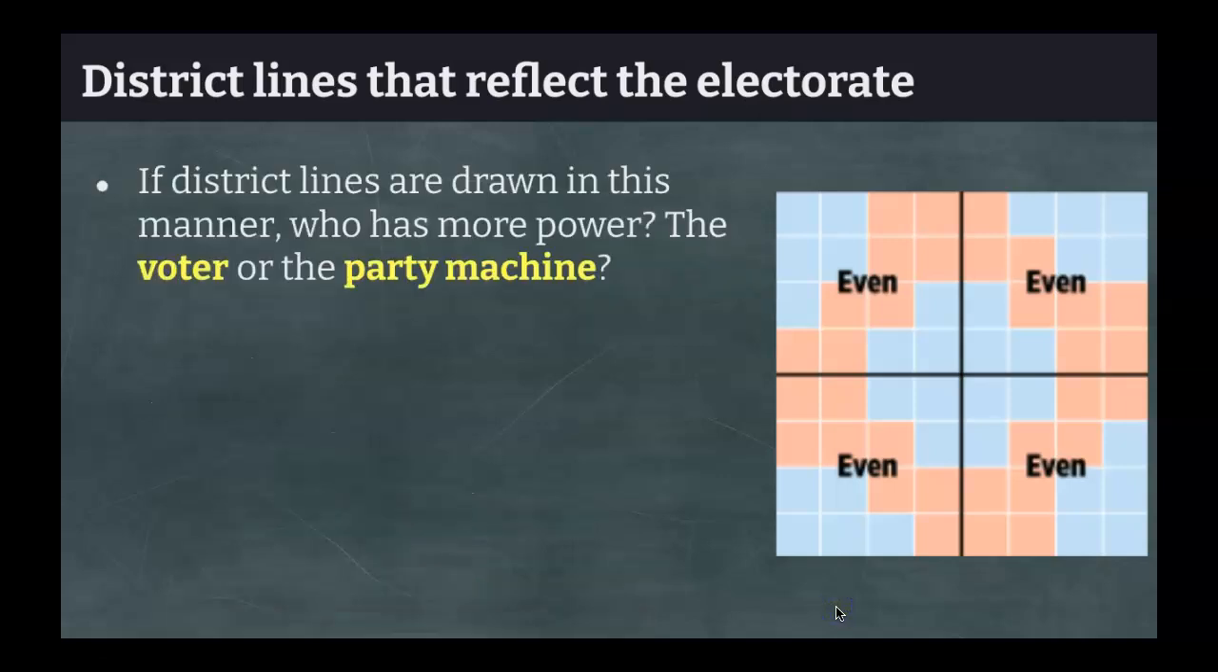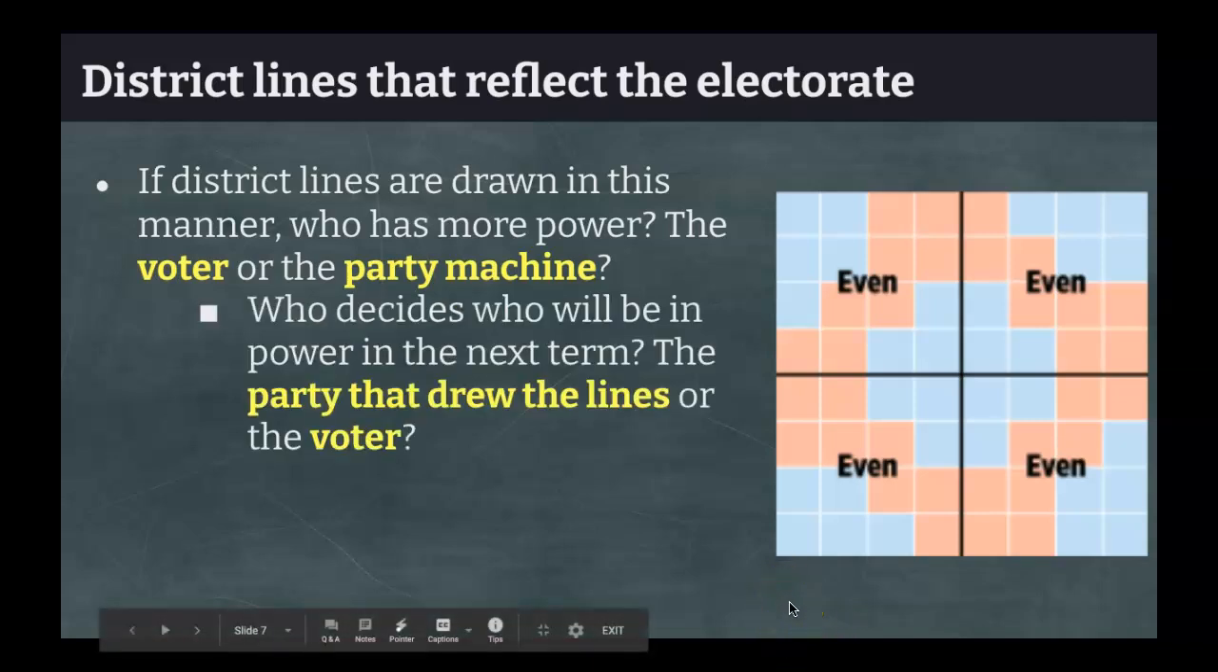If district lines are drawn in this manner, who has more power, the voter or the party machine? In other words, who decides who will be in power in the next term if the lines are drawn this way? The party that drew the lines or the voter? Who's going to decide who's in power in the next term?